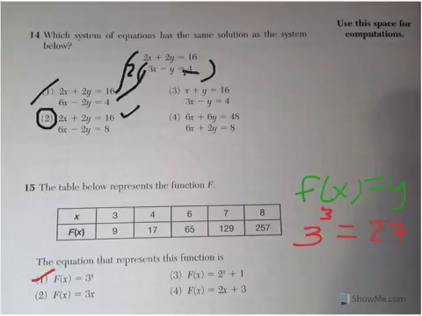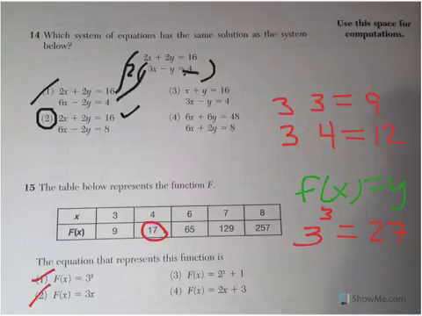In this equation, it says, take your x and multiply it by 3. Okay, so we start with 3. So 3 times 3 equals 9. Okay, so we're good so far. Let's try 4. If we take our 3 and multiply it by our x of 4, we'll get 12. But they say that we end up getting 17, so it can't be choice 2. Let's move on to choice 3.